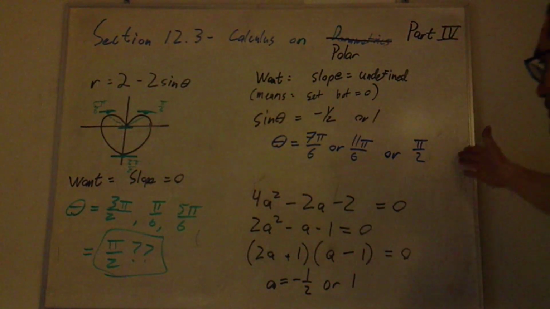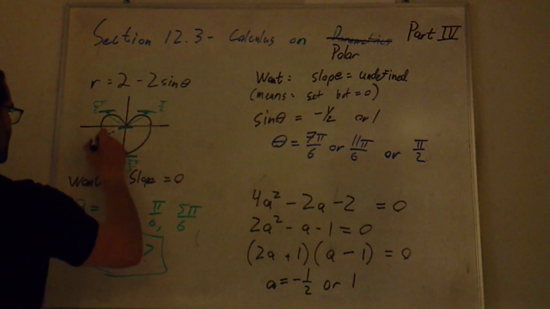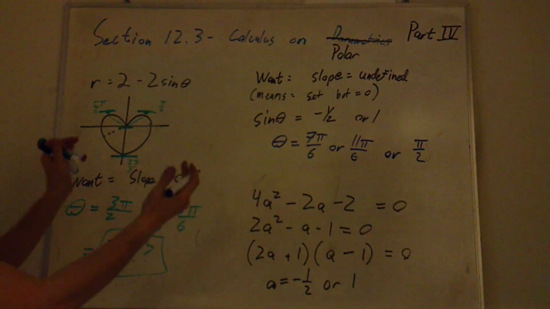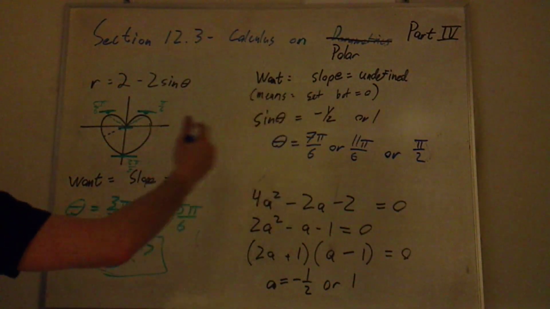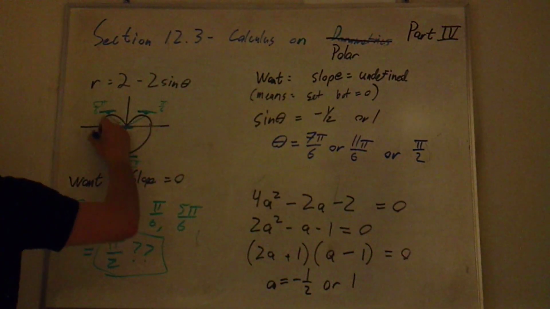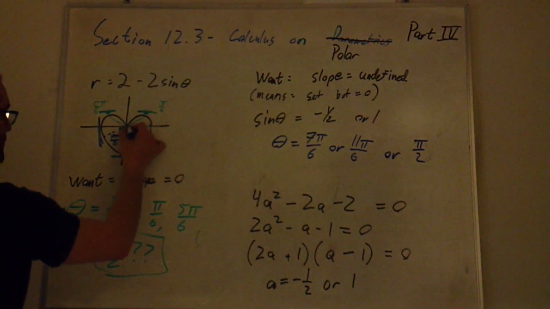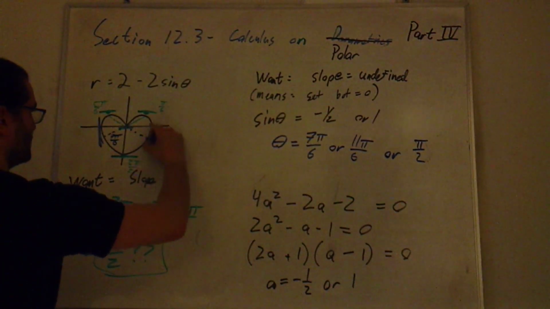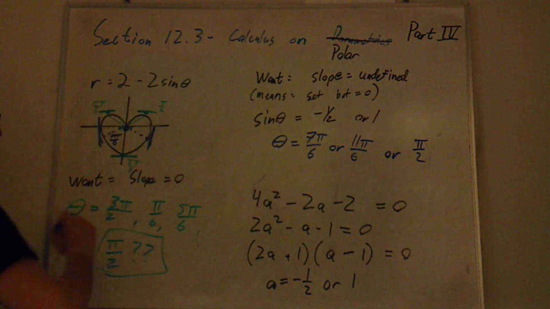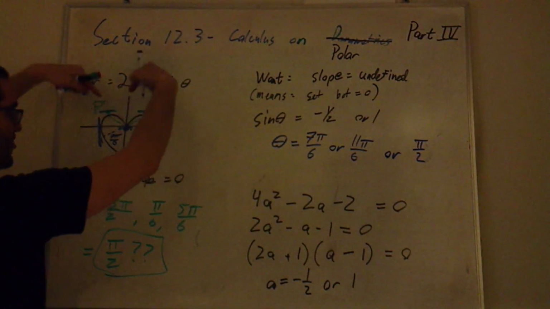So 7 pi over 6 is down here somewhere. You can tell I drew this a little bit wrong. My heart should be much fatter, should be much more full of love for calculus. But 7 pi over 6 is here. This is the point that ought to have a vertical slope. 11 pi over 6 is here. This is the point that ought to have a vertical slope. And pi over 2 is this point in the middle, where it comes to a pointy thing and hits the origin.